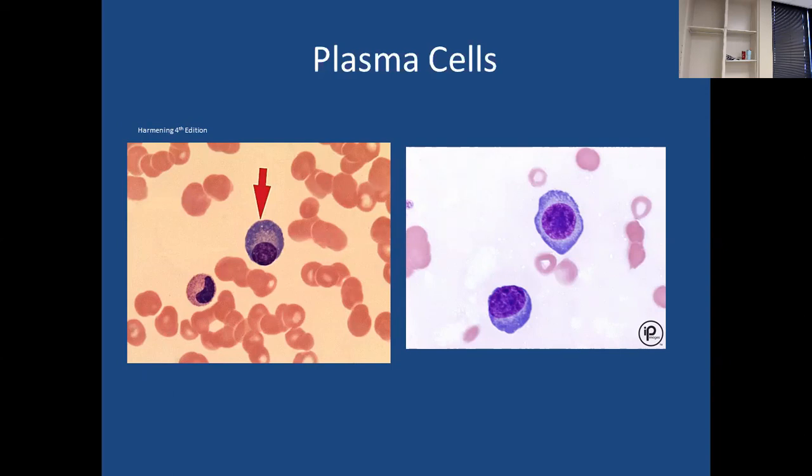How do you differentiate a lymphocyte from a plasma cell? You look for the perinuclear hazing. Remember, because this used to be a lymphocyte. It's typically just a stimulated lymphocyte that has transformed into a plasma cell that is now building antibodies.